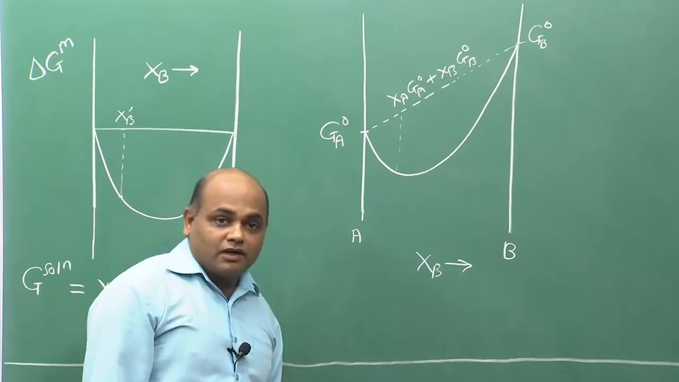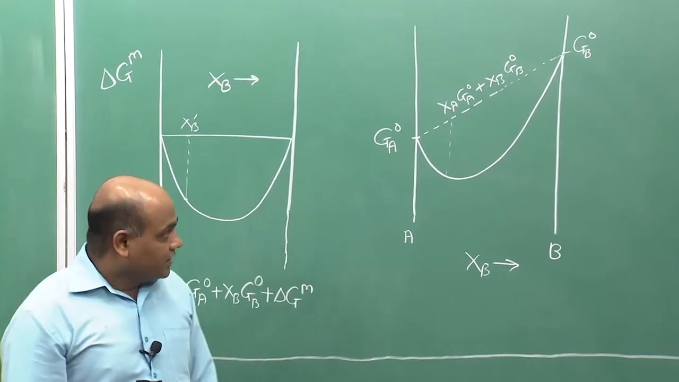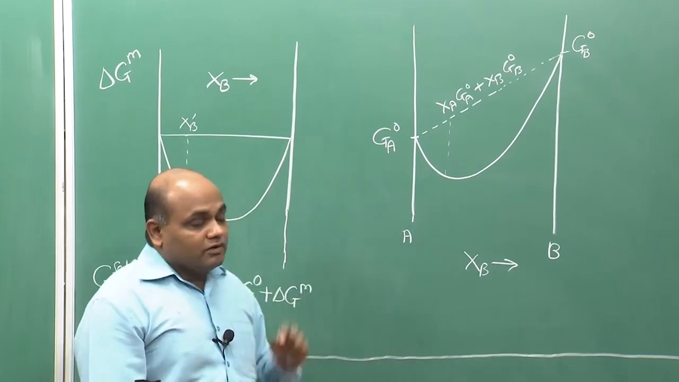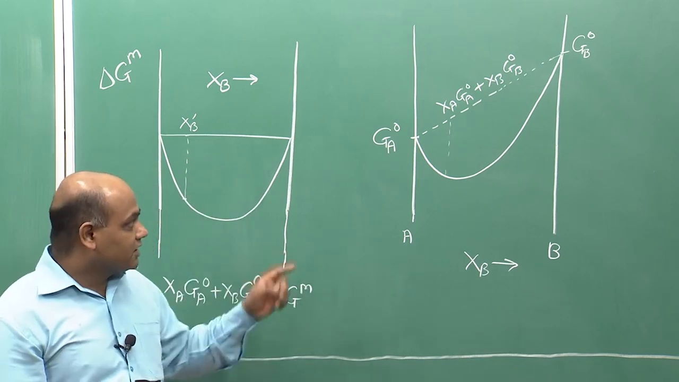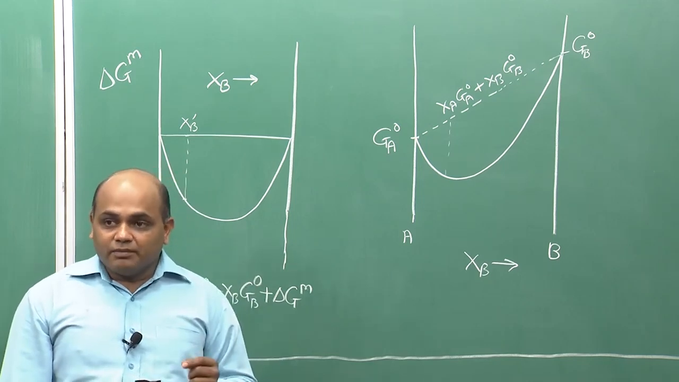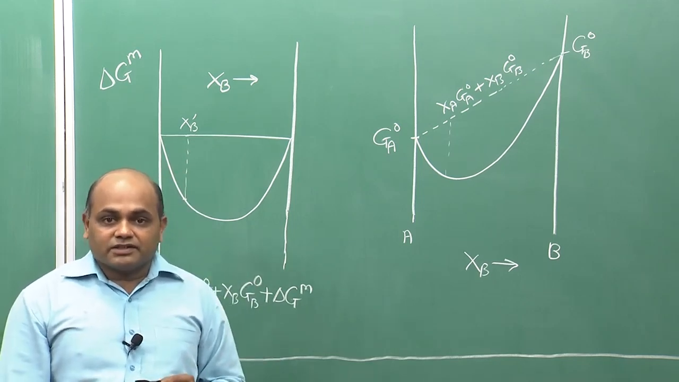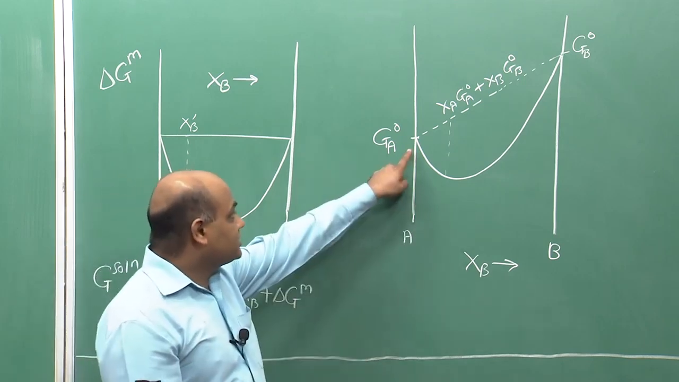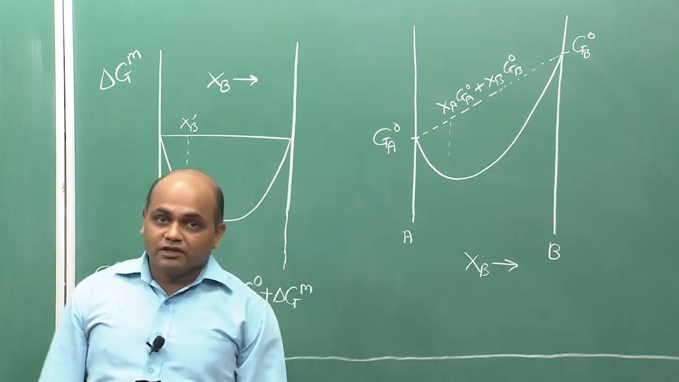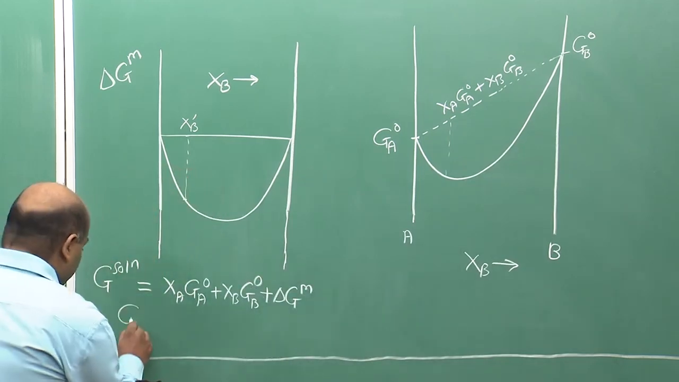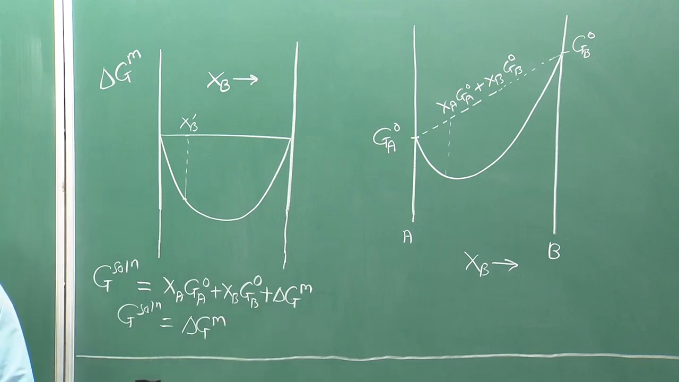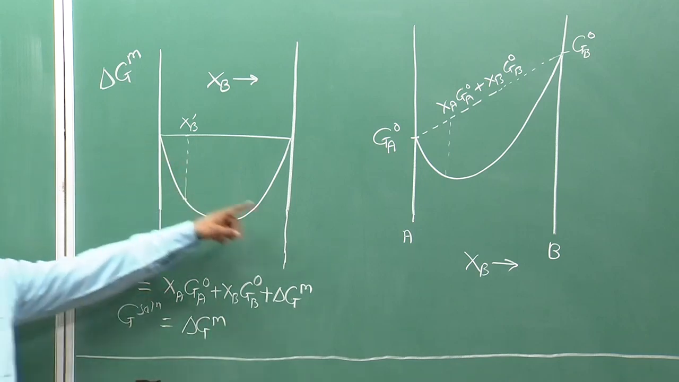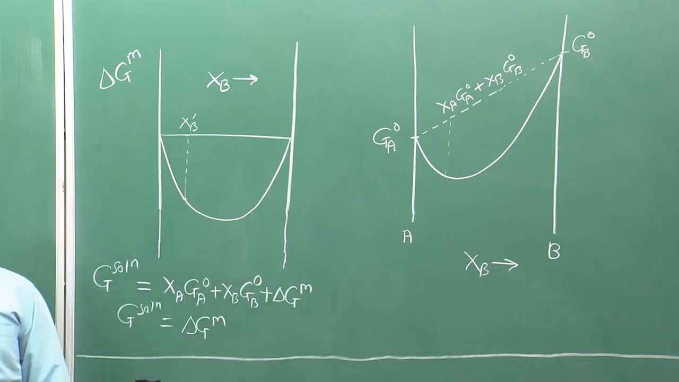However, we do not know the absolute values of Gibbs free energies, right. So, by convention, we assign a value of 0 to some standard state of each component, and usually the standard state is taken as the pure element in its stable state at the temperature being considered. So, in this case gA0 and gB0 are assigned a value of 0, and then G solution becomes equal to delta gm. So, whether we draw delta gm curves or G solution curves, they give us the same information.